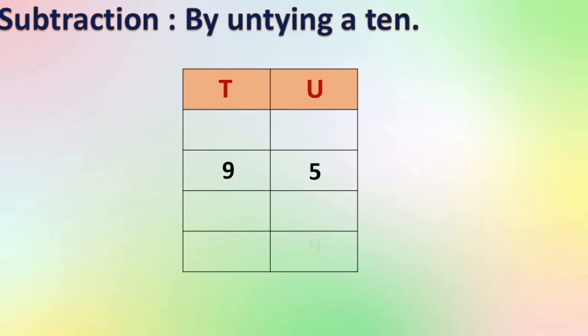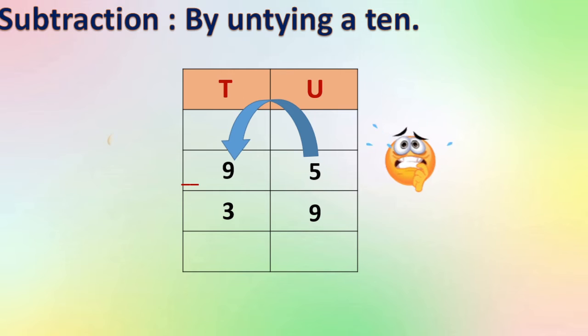Here 95 minus 39. Okay, again 5 is smaller than 9. It requests 9 to borrow 1 ten. So 9 accepts the request of 5 and it lends 1 ten to the units place, and it becomes 8, 1 less, isn't it? Now 5 is already there in the units place, so 10 plus 5 becomes 15. Okay, now it is very easy to subtract 9 from 15.